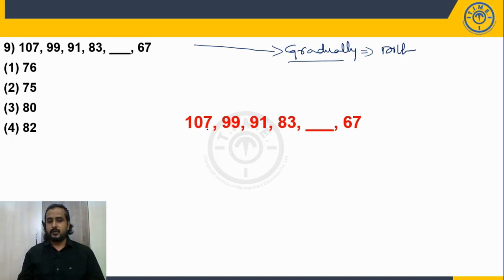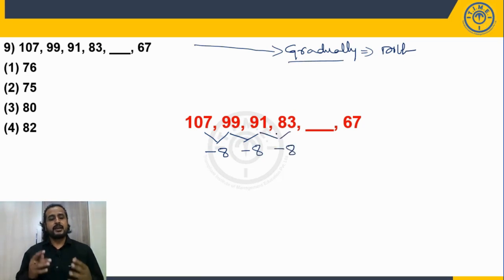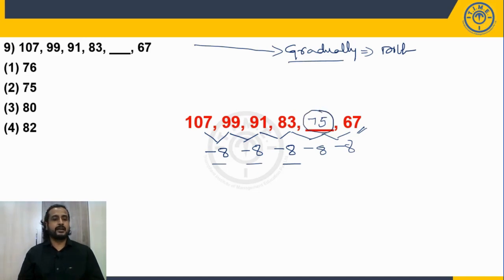Right. Now see here how much is the difference. 107, 99, minus 8. 99, 91, minus 8. 91, 83, minus 8. Now observe, in the earlier two examples, it was following some classification like consecutive natural numbers. But here everywhere the given number is subtracted by 8. Now again I need to apply the same logic. 83 minus 8, what is it? 75. Now 75 minus 8, 67. Perfectly matching. So the missing number in the series is 75.